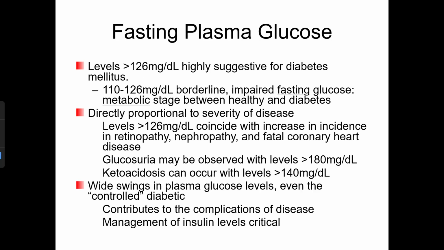So fasting plasma glucose levels of greater than 126 mg per deciliter is highly suggestive of diabetes mellitus. 110 to 126 is borderline.